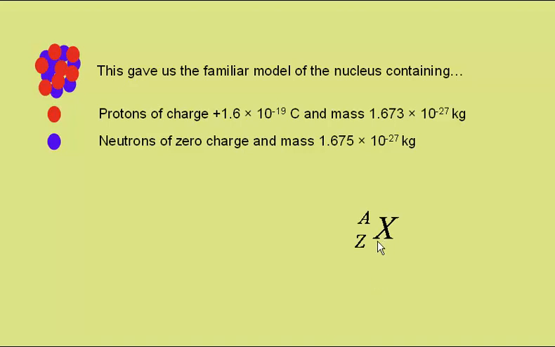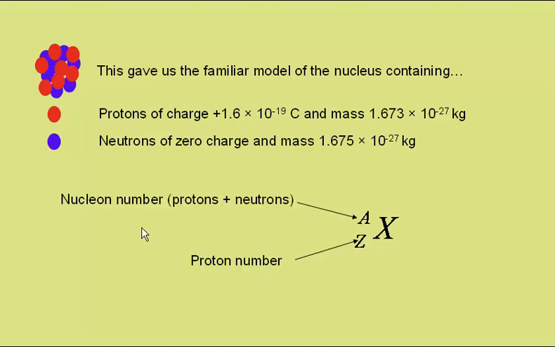Here I've just picked the letter X. Z is the proton number or atomic number. That determines the element involved. A is the nucleon number or mass number. Protons and neutrons are collectively known as nucleons.